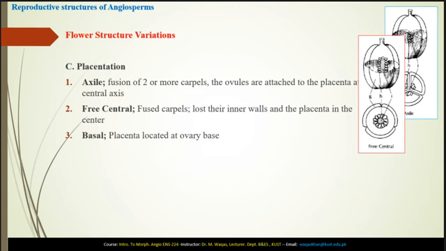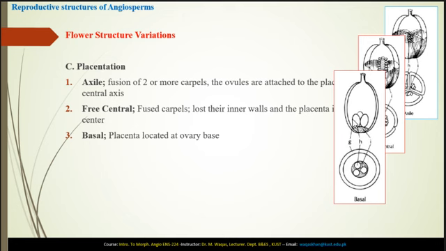The third one is basal placentation. Basal means at the base, as you can see in this figure, right? So the placenta is located at the base of the ovary. This is the ovary and the placenta. The ovules are present at the base of the ovary. This is termed basal placentation.